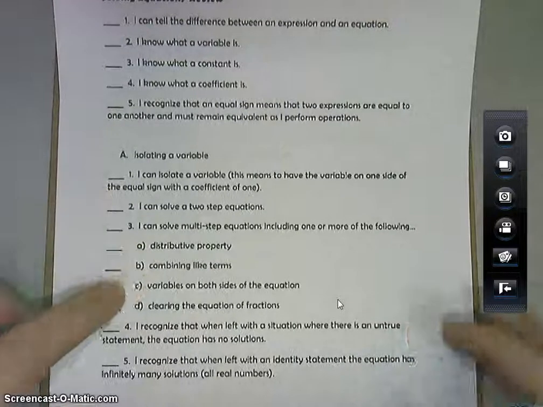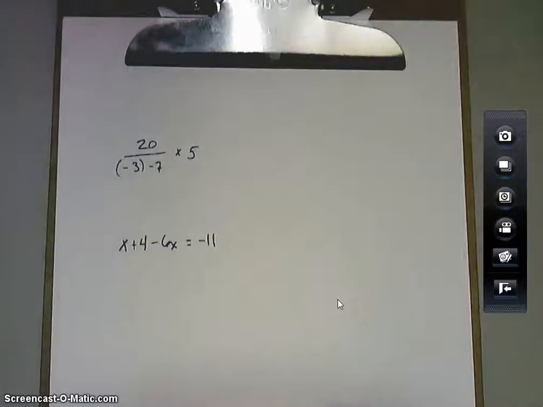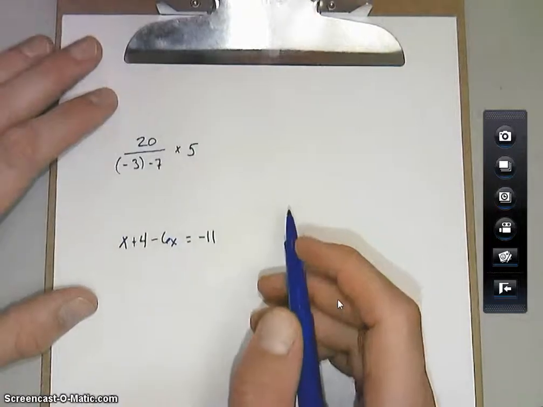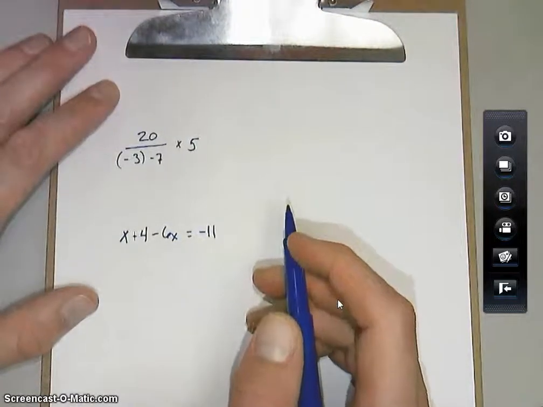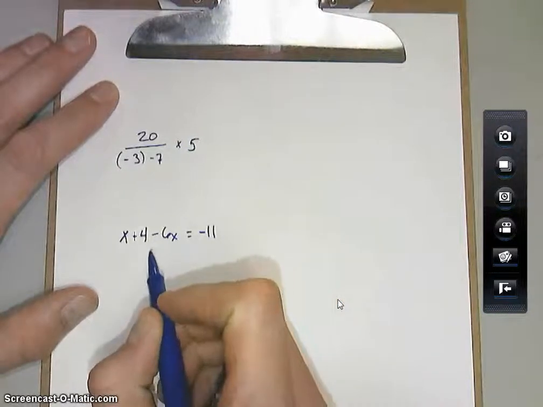It lists distributive, combining like terms, and variables on both sides, but I'm going to show you an example here of just a good old equation. This is actually going to be on your quiz, so pay attention to this one if you're watching. If not, you lose. All right, x minus 6x is what?